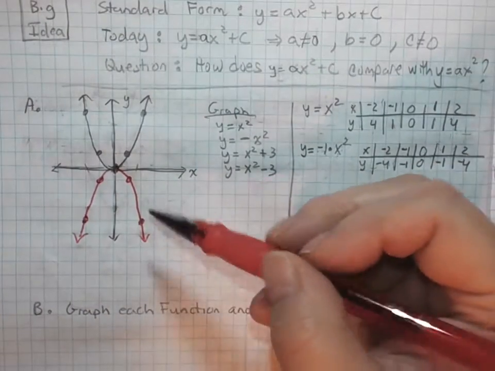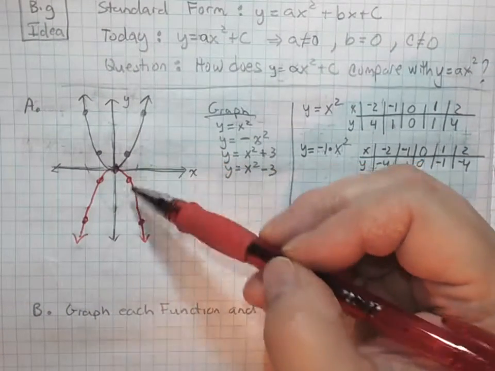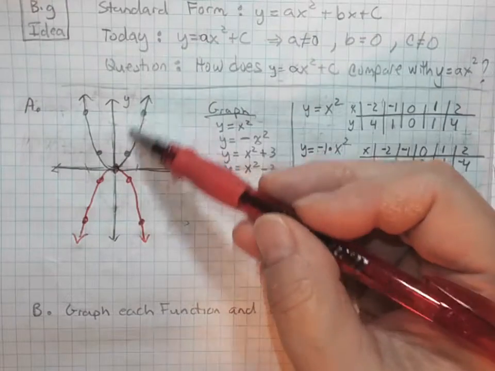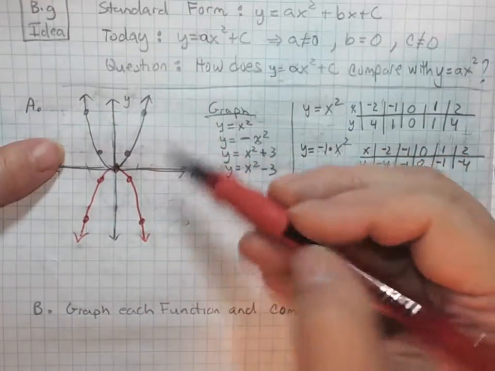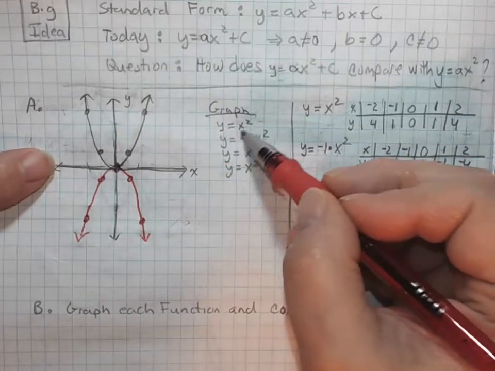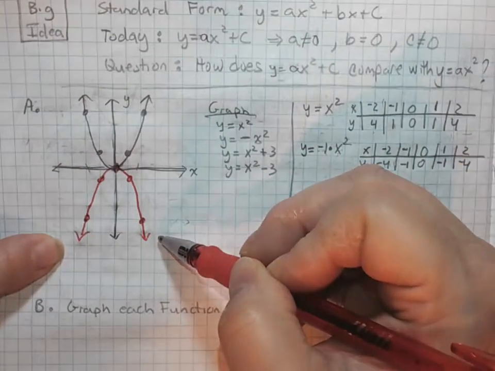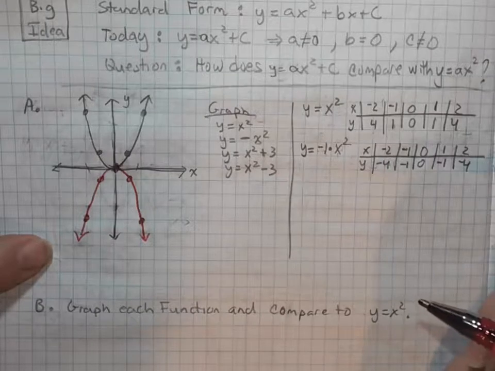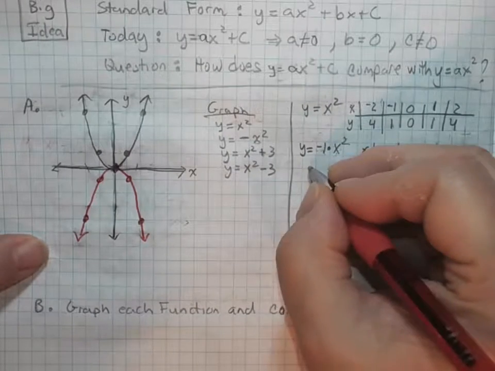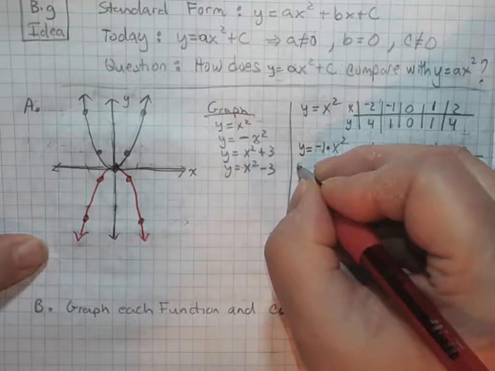All right, so how do these two graphs compare? Well, they're almost identical, right? They're just, one is a flip of the other. So when I have this negative value in front of it, I get a parabola that opens down. And so let me just write that. It opens down.